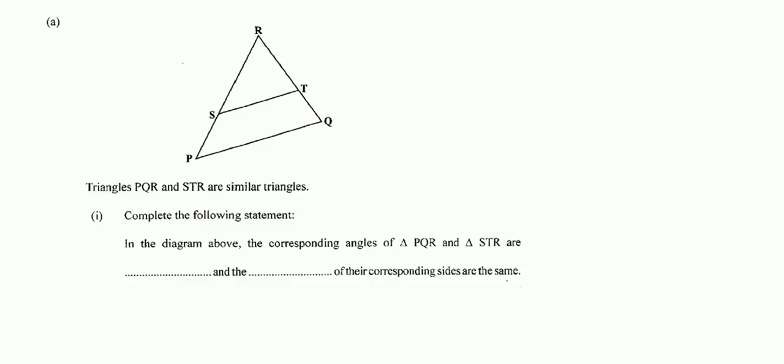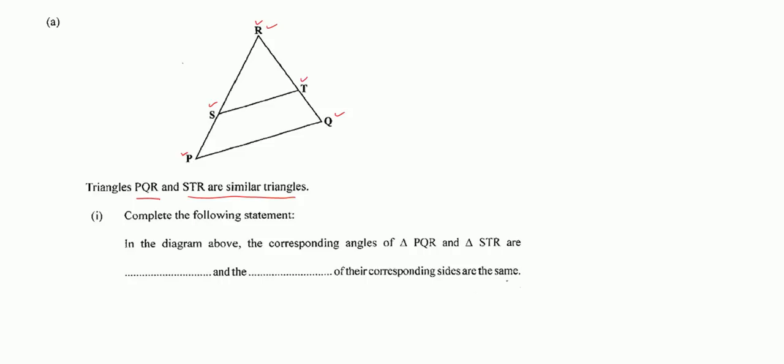Okay, so in this question we have a diagram here, and they are saying that triangles PQR and STR are similar triangles. So PQR is the outer triangle, and then STR is this one. Right? Complete the following statement. So in the above diagram, the corresponding angles of triangle PQR and STR are.